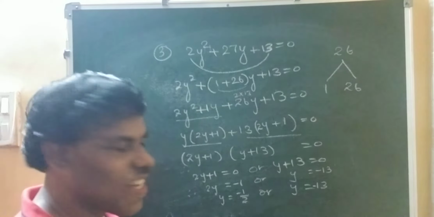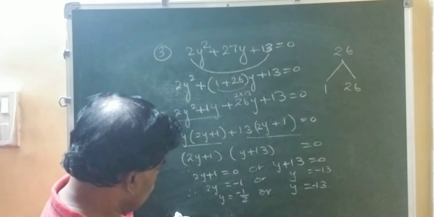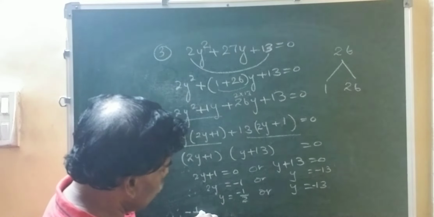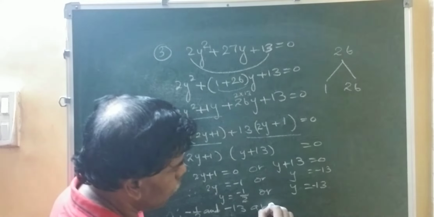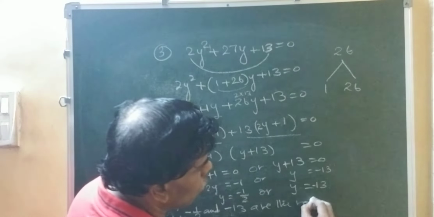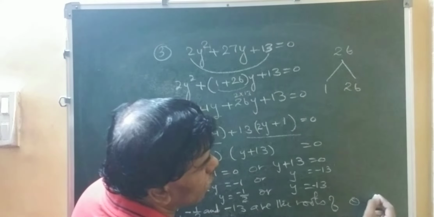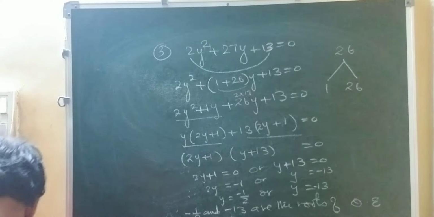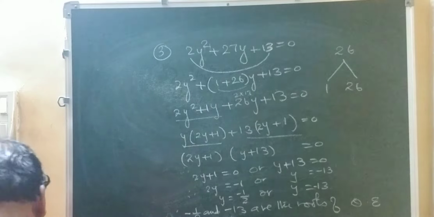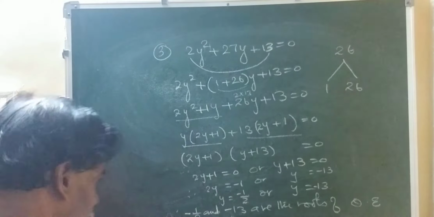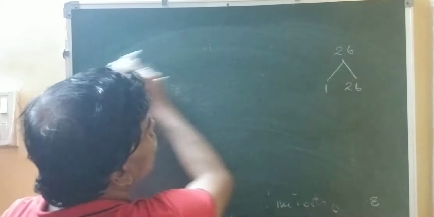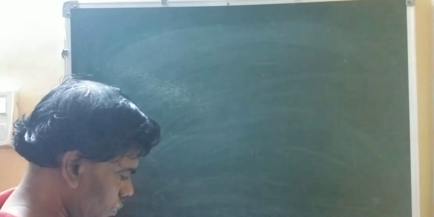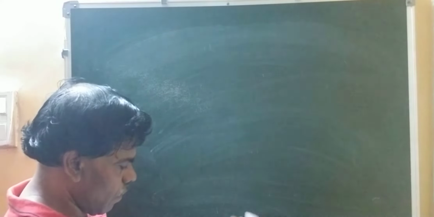So what is the root of this given equation? Therefore, minus 1 upon 2 and minus 13 are the roots of the given quadratic equation. Understood? Now next one. It is very simple. Now, fourth sum we will see.